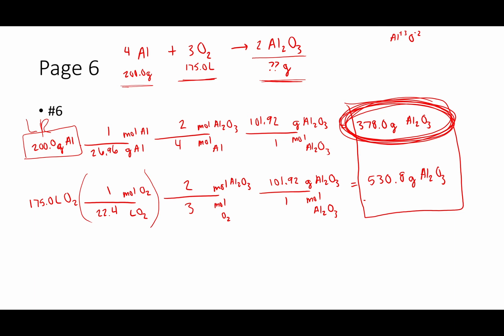So we technically answered A and B using our one problem strategy. Letter A asked for the limiting reagent. That's 200 grams of aluminum. Letter B asked for what mass of aluminum oxide could be produced, and that answer is 378 grams of aluminum oxide. All right, let's try another one. Examples, examples, examples. Practice makes perfect. So let's look at page 7, and I would like for us to work number 3 all together. Page 7, number 3.